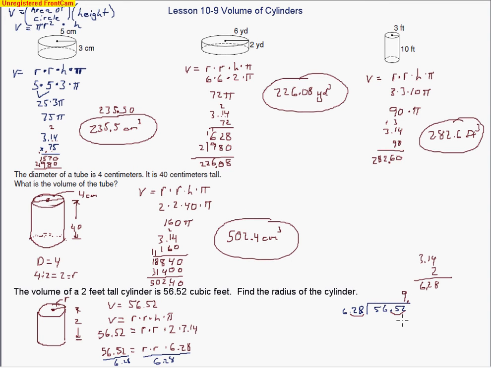So 9 times these numbers. Let's do the work there. Makes 72. Carry a 7. 18 and 7 make 25. This makes 54 plus 2 makes 56. So it worked out perfectly. We have a remainder of 0. So the radius times the radius equals 9. So what two numbers that are exactly the same equal 9? Well, it would have to be 3 times 3. Those numbers equal 9. So that means the radius is 3. So 3 feet would be our radius.